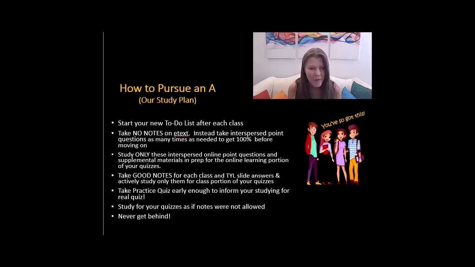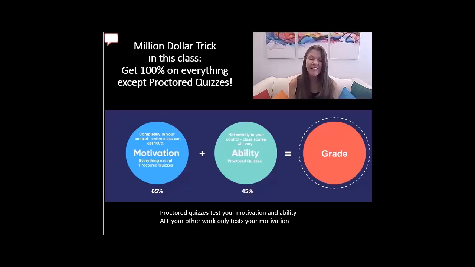Okay, so those are the 7 steps. You might say we have a 7-step program here. Right? But which do you think is the most important of our 7-step program? Easily the most important trick in this class is step 2, to get 100% on everything, all of your work, except for the proctored quizzes.